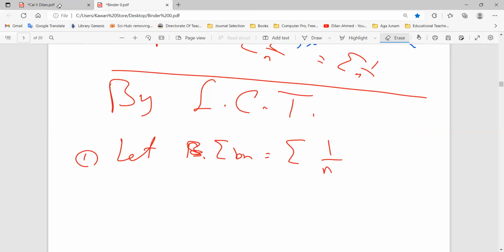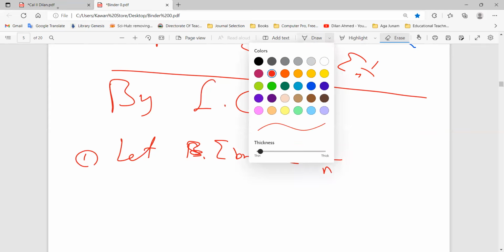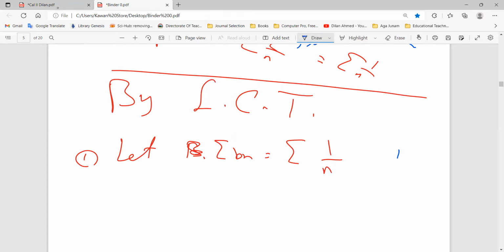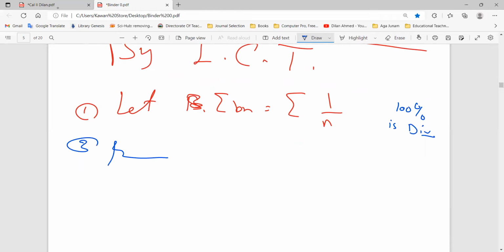Okay. So Bn, tell me, you bring it. Tell me, does it converge or diverge? 100% you know about that one, right? It diverges. What was the second step? The second step says what? Compare, yeah, you're right.